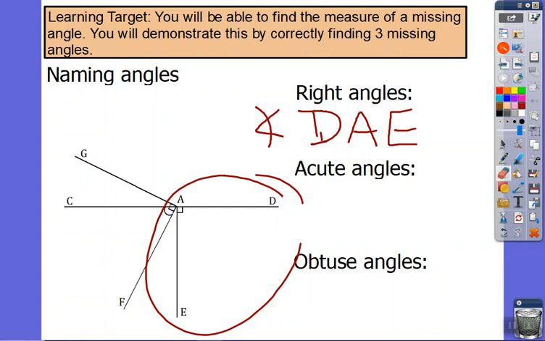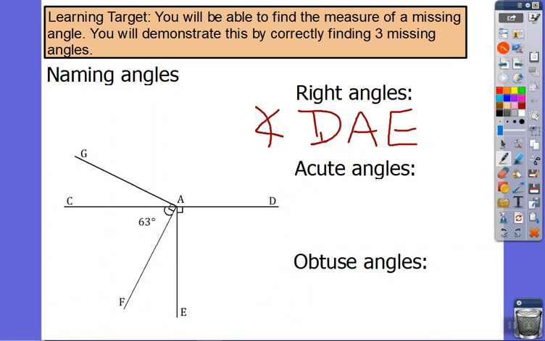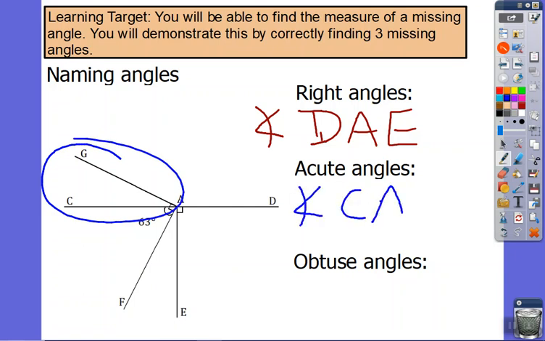Okay, can you find an acute angle somewhere in here? So an acute angle, why don't we use this one up here? So that would be angle CAG. And again, order doesn't matter. So if you wanted to call it GAC, that would be the same thing.